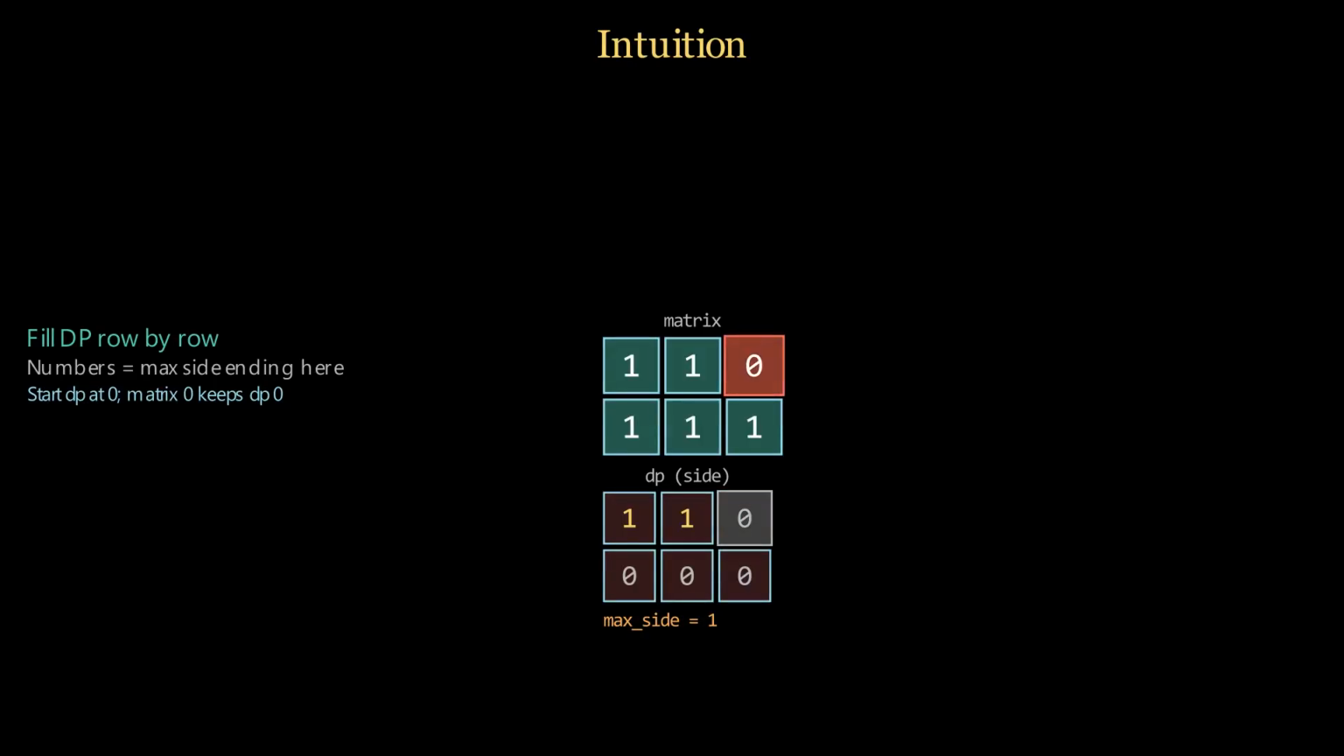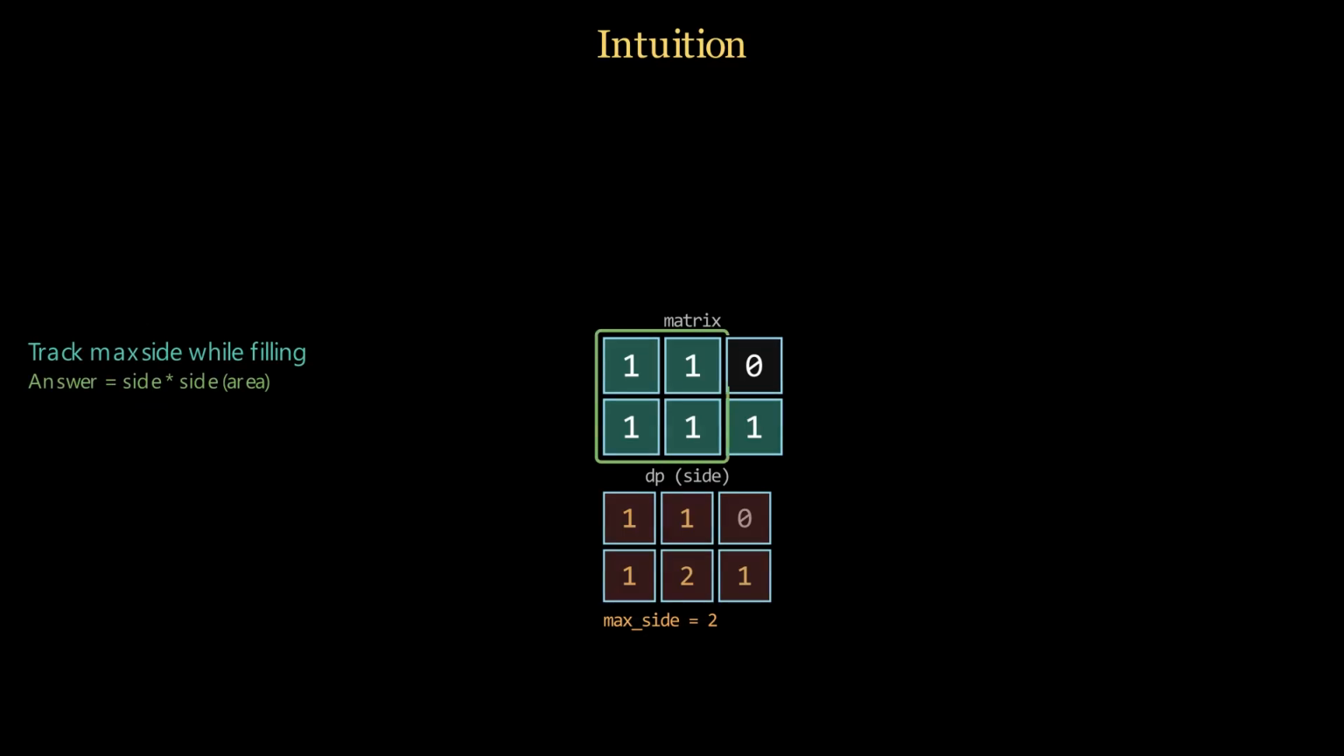Initialize the DP table with zeros. When the matrix has a 0, leave that DP entry at 0. When the matrix has a 1, fill the DP value using the neighbor rule. Each positive entry is the side length of the largest square of ones ending at that corner. Keep the largest side length you see while filling. The problem wants area, so at the end multiply side by side.